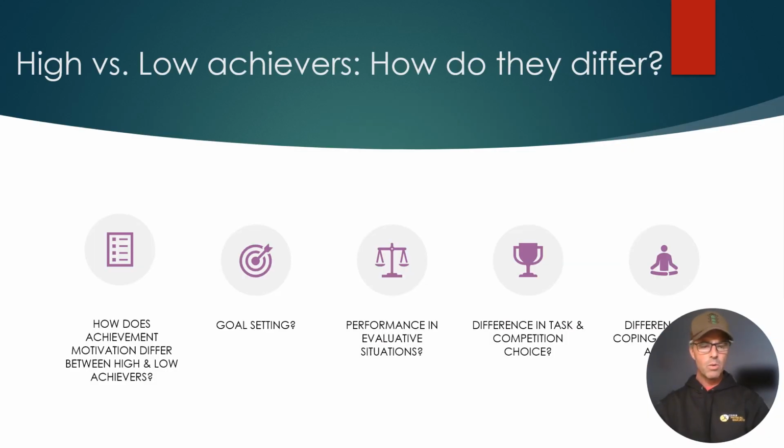And now, the last thing we want to leave you with is some critical thinking here. How do these individuals differ when you're high versus low achievers in their behavior? So think about the 4 motivation theories. How do they differ in each of those? What types of goals and how do they differ in their goal setting ability, and what types of goals they choose? Also in the performance and evaluative situations, the difference in task and competition choices, along with their coping mechanisms. How do they differ in all those areas?